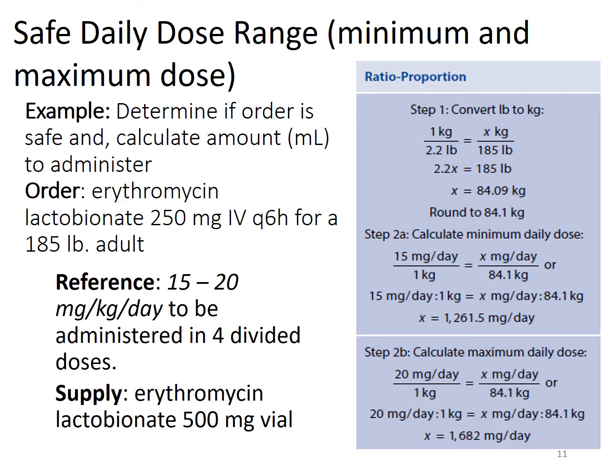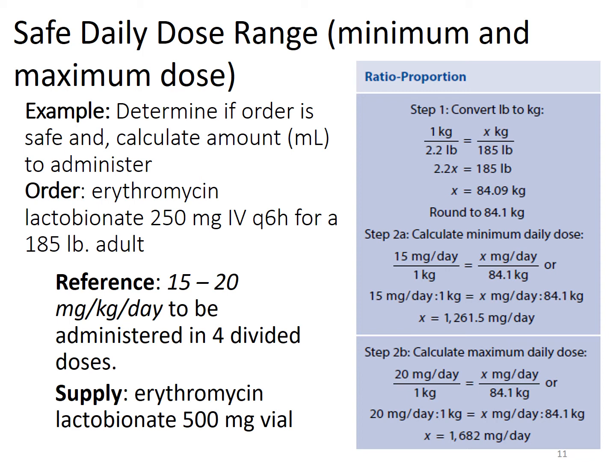Now we're going to have a range. Things like antibiotics will often have a minimum and a maximum dose. Why would there be a minimum dose? Well, we want the antibiotic to kill the organism, and if we don't give the person enough medication, then it's not going to do that. Okay, so we would have a minimum and a maximum.